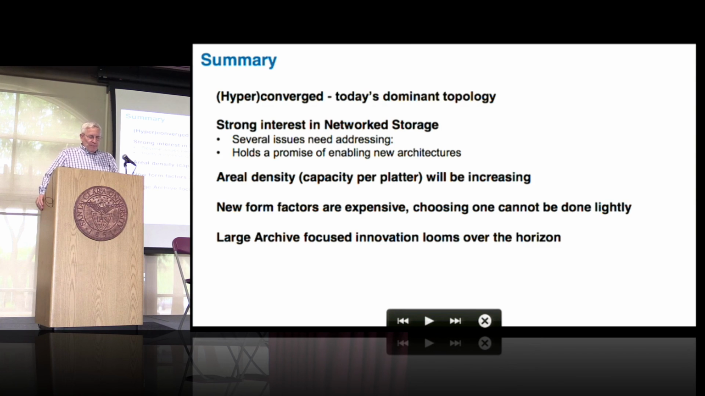So, in summary, right, converged technologies where you have processing power and storage combined in one is the dominant topology. There's strong interest in network storage, but there are some problems that have to be solved, and some new architectures that could be derived from that if we can solve them. New form factors are expensive. Choosing one cannot be done lightly. It's going to be a big investment and have to demonstrate a promising return. And finally, and I think most intriguing, large archive-focused innovation looms over the horizon. And I can't wait to see it. Thank you.